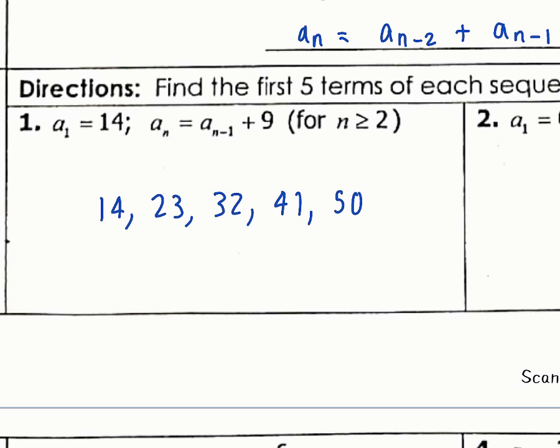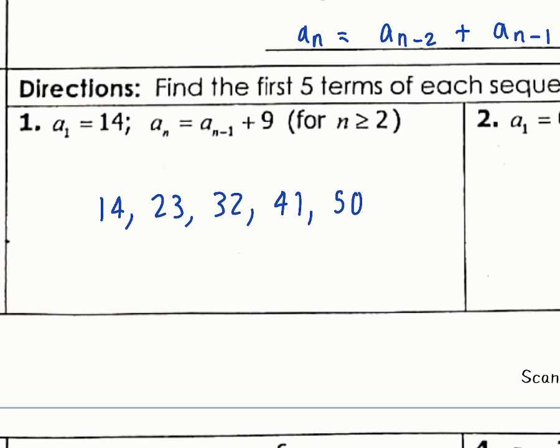So where does the minus 1 come from? It's just how you call on your previous term. Remember, if I'm trying to find a sub 4, I've got to use a sub 3. So that's where that n minus 1 comes from. It's taking 4 minus 1 and saying a sub 3. So if I want to find a sub 4, I got to take a sub 3 and add 9.